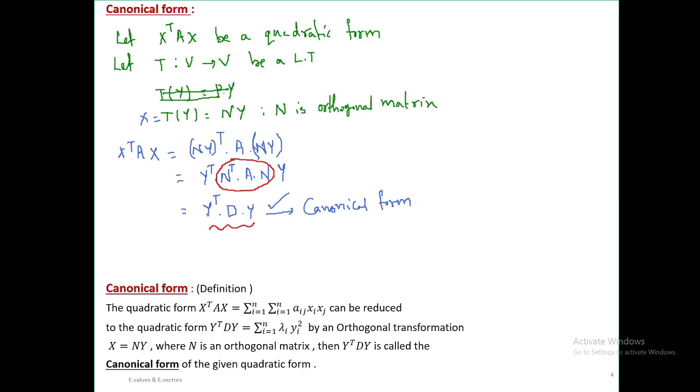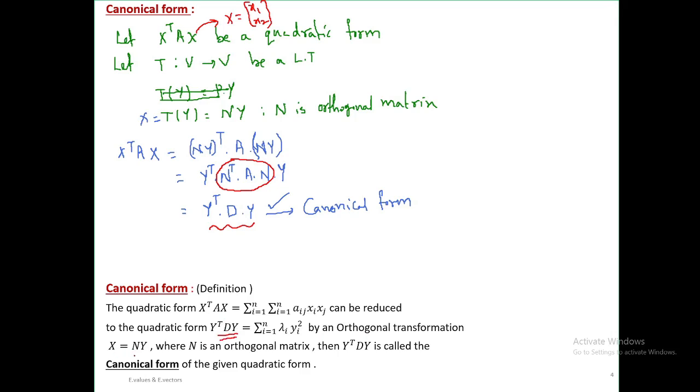Since I am using y, what is x here? x is a column vector, for example 2 by 1, x1 x2. If y is a column vector, it must be y1 y2, so that's why I'm taking yi squares. And lambdas are nothing but eigenvalues. Don't worry about why lambdas have come, just remember the canonical form is y transpose D into y. This is enough. This is a canonical form of x transpose A x through orthogonal transformation.